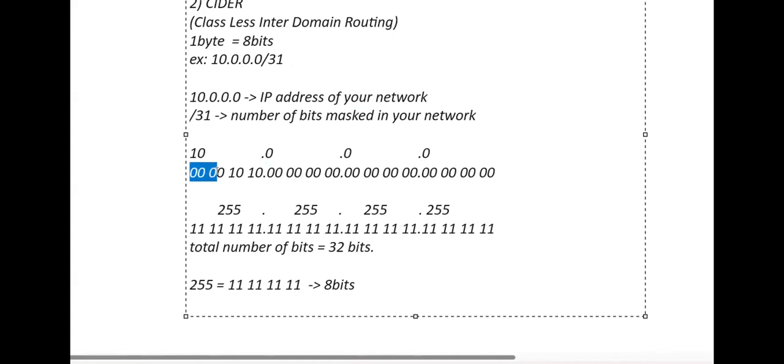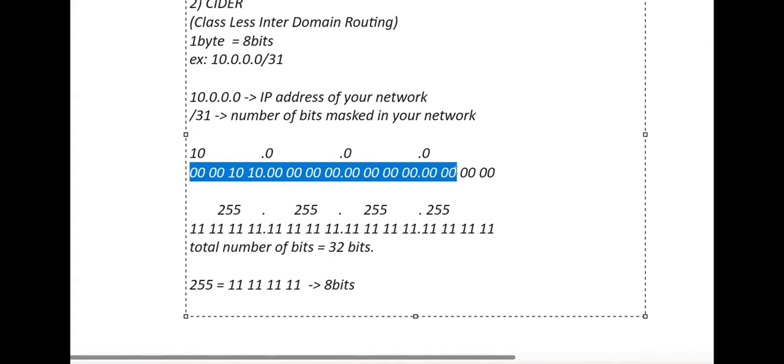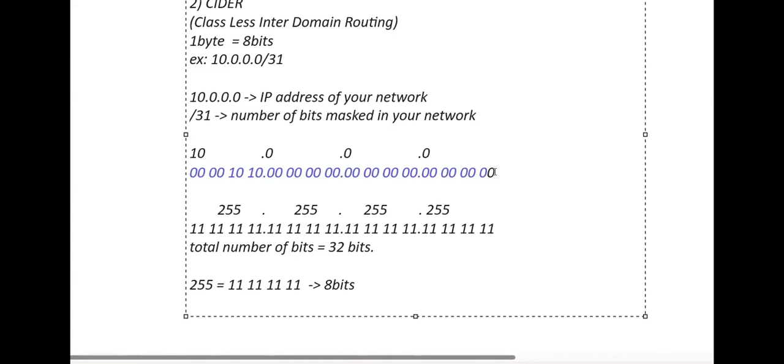You can see 1, 2, 3, 4, 5, 6, 7, 8, 9, 10, 11, 12, 13, 14, 15, 16, 17, 18, 19, 20, 21, 22, 23, 24, 25, 26, 27, 28, 29, 30, 31. So up to here, all my bits are masked, that is, all my bits are blocked. Only the leftover bits are how many? 1 bit. Only this 1 bit is variable. Except for it, all the bits are masked now.